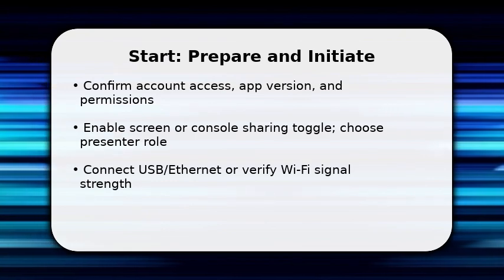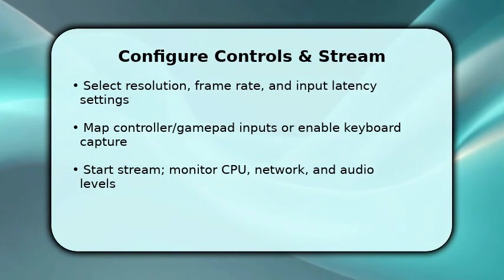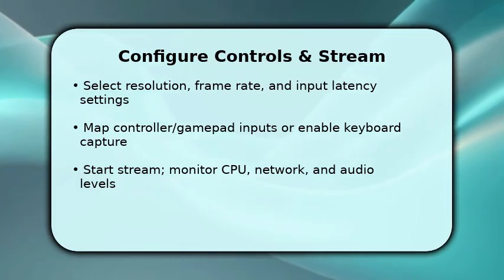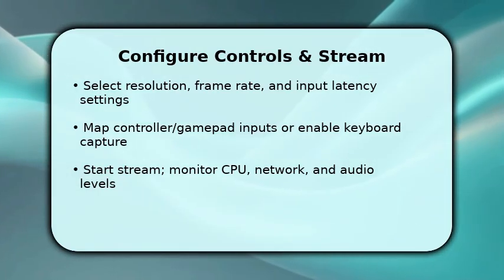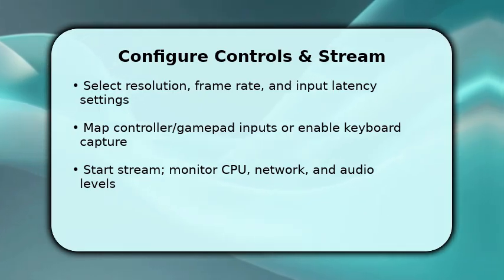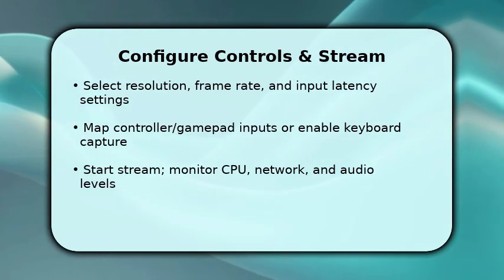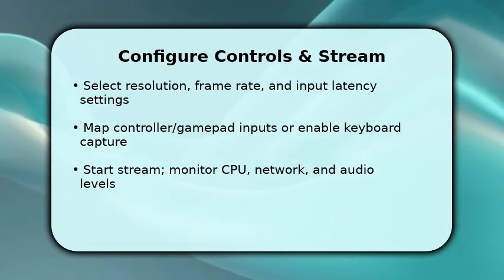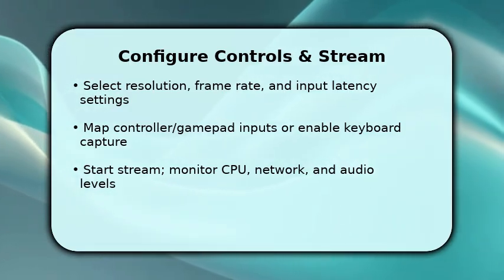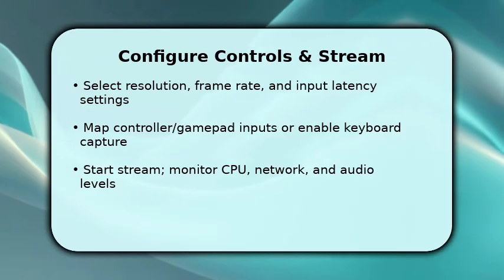You now configure the middle layer. Set resolution and frame rate to balance quality versus latency, because high settings increase bandwidth needs. Once configured, map input devices and enable keyboard or controller capture so remote users can interact. Also configure audio routing so chat and system sounds are separate tracks.